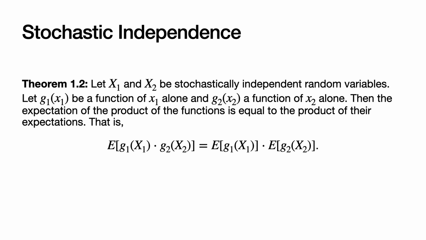Now, a word of warning here. If x1 and x2 are not stochastically independent, then this equality will not hold. All right? If they're not independent, then it will not be the case in general that the expected value of the product of g1 with g2 is equal to the product of the expected value of g1 and the expected value of g2. So we do not use this formula unless we know that x1 and x2 are stochastically independent.